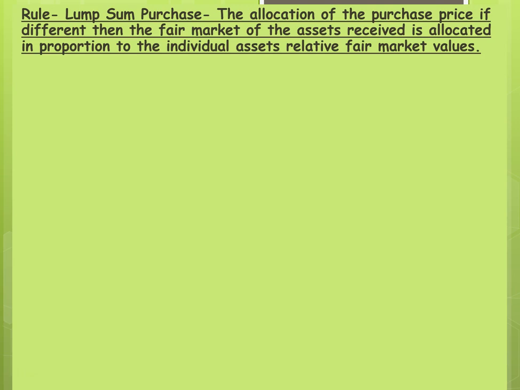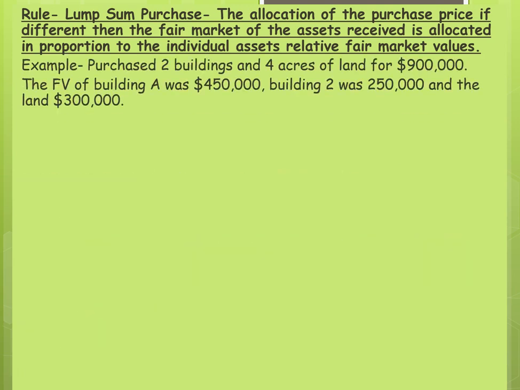Now what happens if we made a purchase and it was what we call a lump sum purchase, i.e. we pay a fixed amount for 2 or more items and we have to then allocate the costs. And so the way we do that is, here is our example. We have 2 buildings and 4 acres of land for $900,000. The fair value of building A was $450,000. Building B was $250,000, and the fair value of the land was $300,000. So what we have to do is allocate the $900,000 between these 3 items.